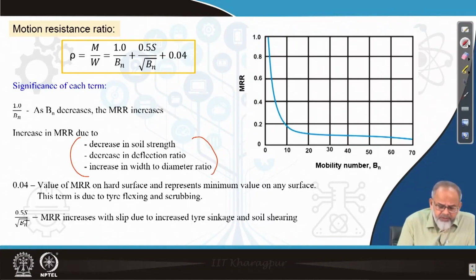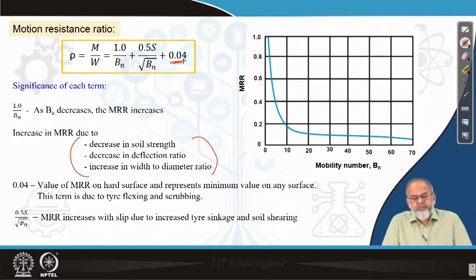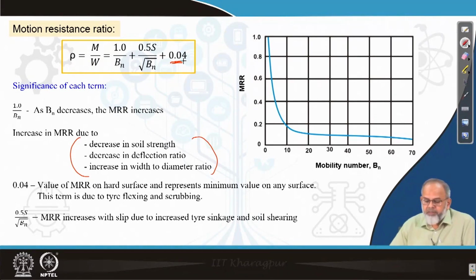Now the second term is 0.5 S upon square root of Bn. The motion resistance ratio increases with slip due to increase in tire sinkage and soil shearing. So, the more the slip, the more the rolling resistance. Now the third component is 0.04. This value represents the motion resistance ratio on a hard surface, and it represents the minimum value on any surface. This is basically due to tire flexing and scrubbing.